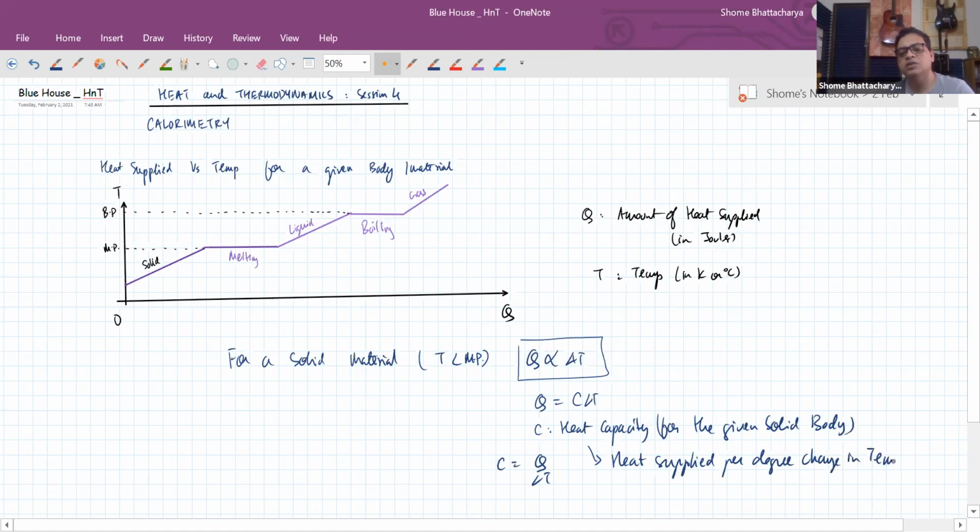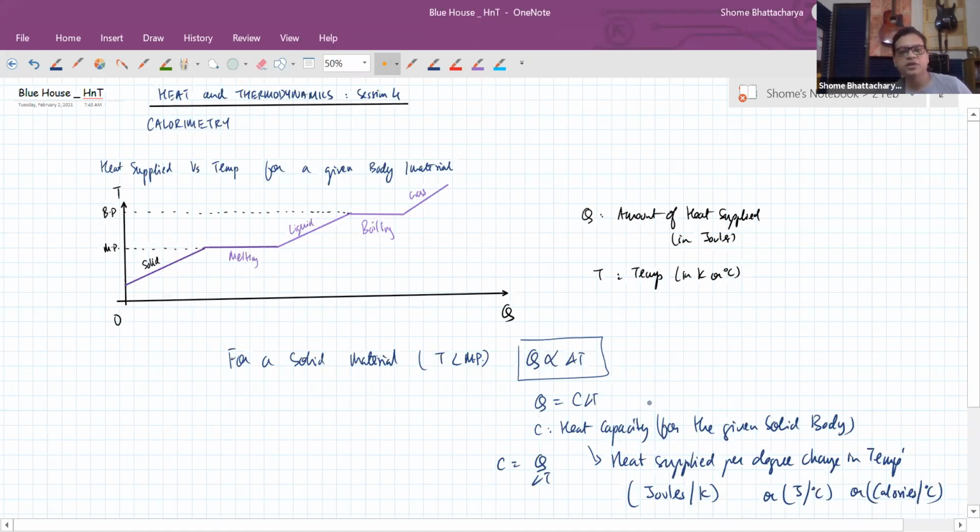Okay, we will talk about specific heat capacity also, but first let's understand what is heat capacity. Its SI unit is joules per Kelvin. We can also express it in joules per degree C, or also in calories per degree C. We will talk about the unit of heat, 1 calorie, also.